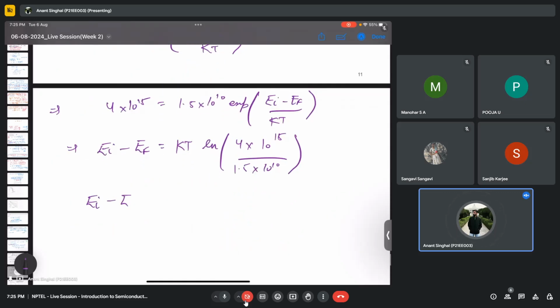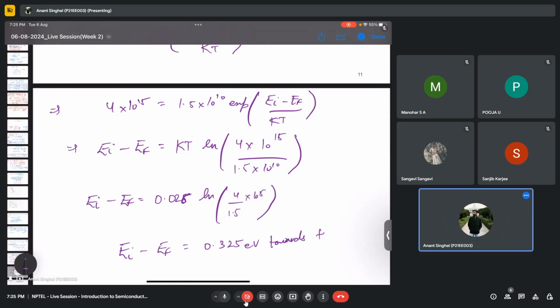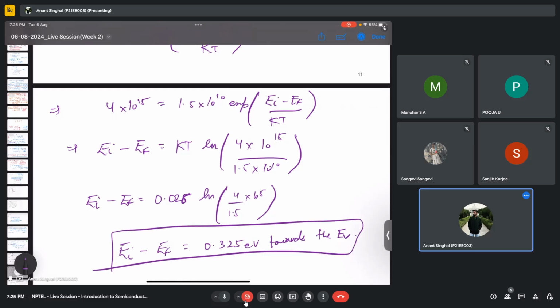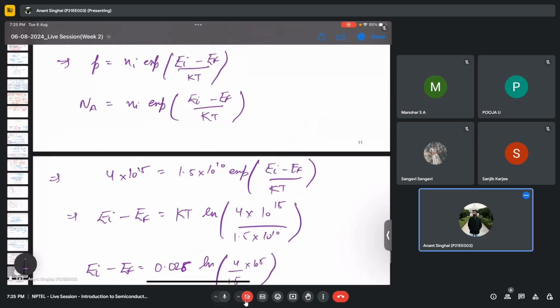So Ei minus Ef will be 0.025 or 6, whatever is given in the question, ln of 10 raised to power 5 divided by 1.5. So I guess it will come out to be 0.325 electron volts towards the valence band. Any doubts?